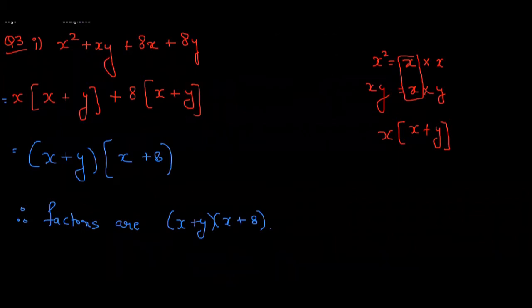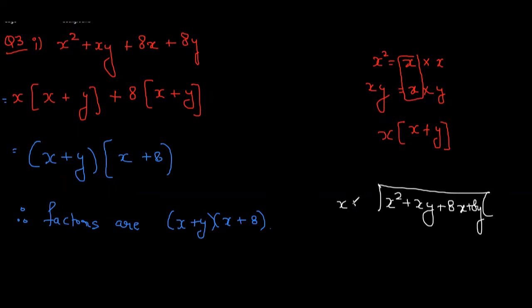Now, what do I mean by this? It means that if I take this question and divide it, X square plus XY plus 8X plus 8Y, and divide it by X plus Y, remainder will be zero. How to do it? That we will teach you later on. Maybe in 9th class. Is this thing clear?